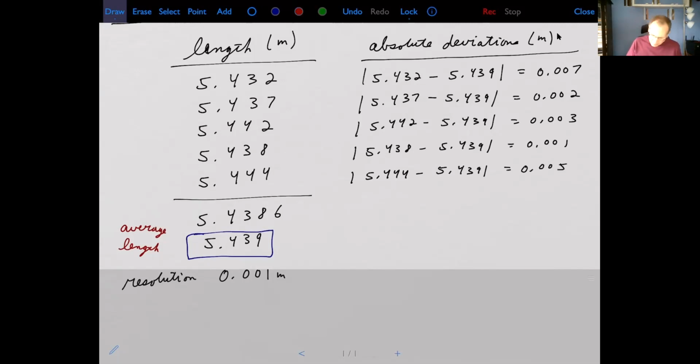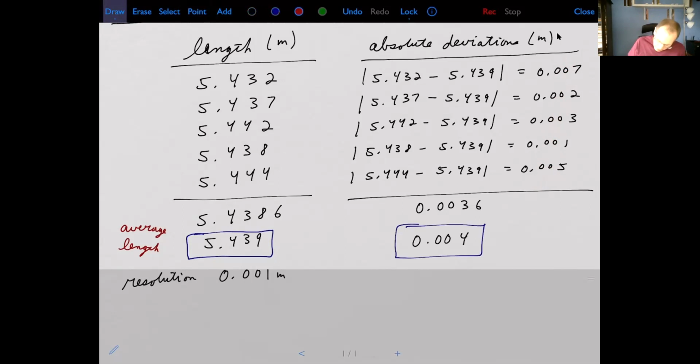Okay, next step. Remember, next what you do is you average the absolute deviations, right? So I add up all these absolute deviations. I divide by 5. I find the average. If you do that, you're going to get 0.0036. But again, we want to round to the resolution of the instrument. So we want to round to 3 decimal places. So this is going to be 0.004.